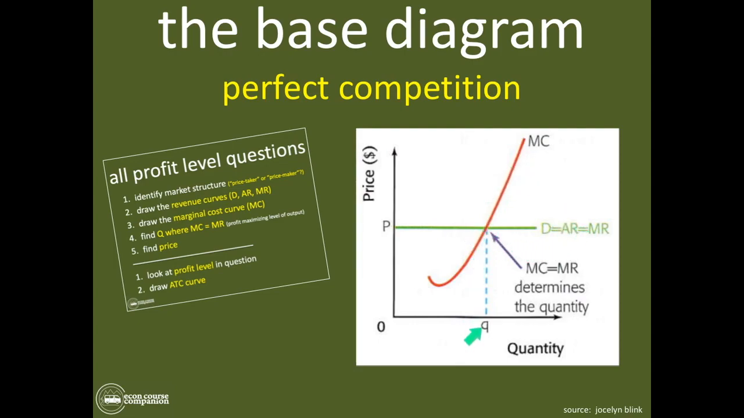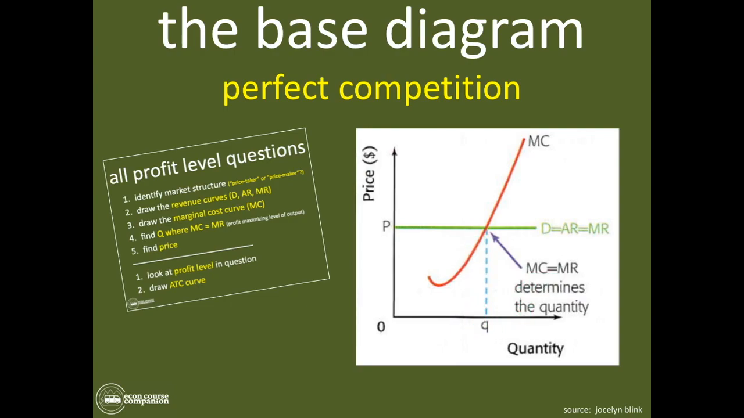This is the quantity that will give this firm the highest ability to maximize its profits. It doesn't mean it will. It just means that it is the quantity where they have the chance of maximizing their profits. And then you find P, which is the same line. So there it is. Where MC equals MR determines the quantity, exactly right there.